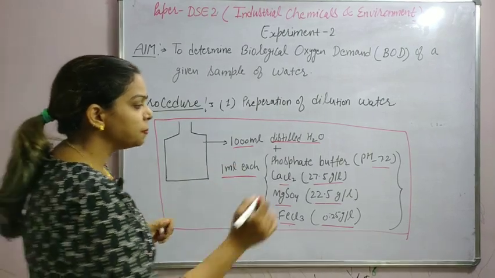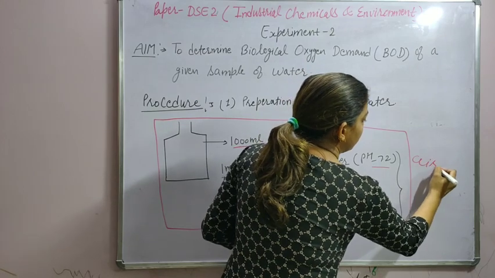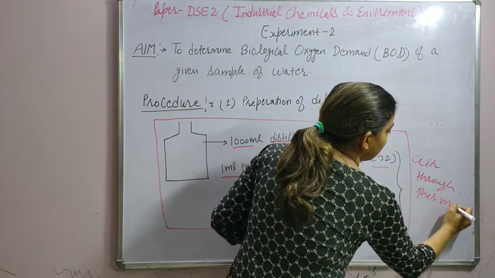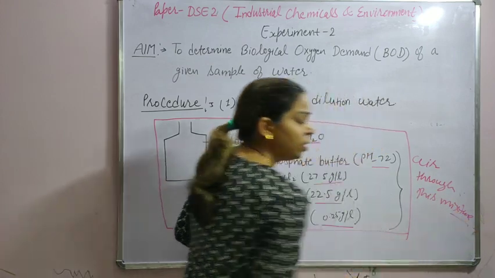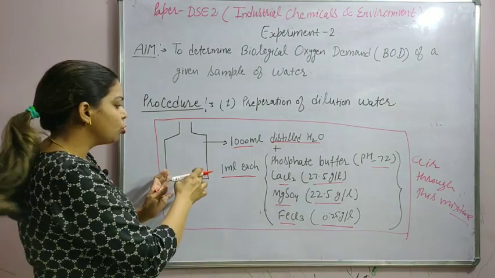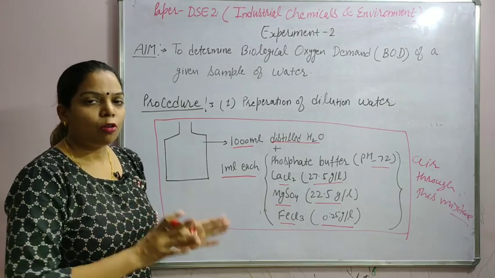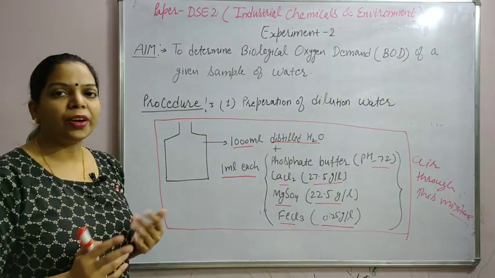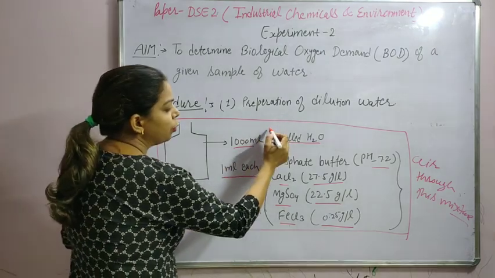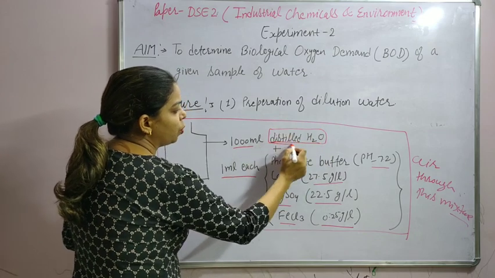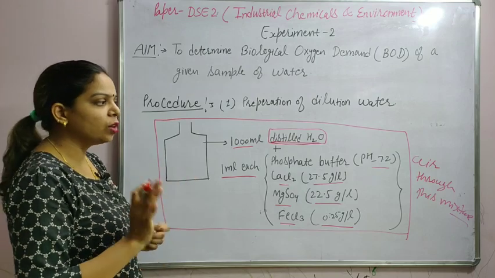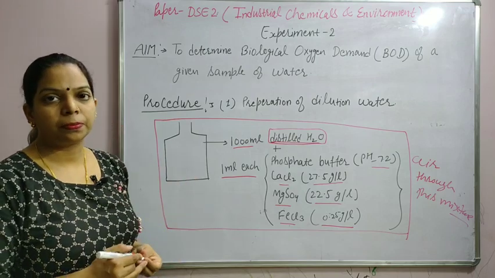Now you have to pass air through this mixture to make it fully saturated with respect to air or oxygen. So we want this solution to have a sufficient amount of oxygen. Or if we don't have any system to pass air through this sample, we can simply use filtered water in place of distilled water, so that the oxygen is already present in the sample and we don't need to pass air through it.